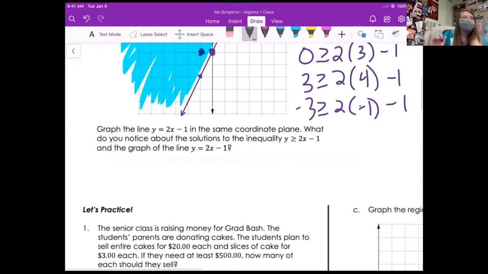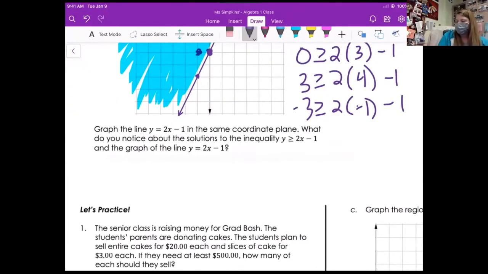Okay, so we graphed. The only difference between the equals and the greater than is the shading. So anytime we have an equals, we just draw the line. And if there's a greater than or equal or a less than or equal, we'd have to shade on one side or the other of the line.